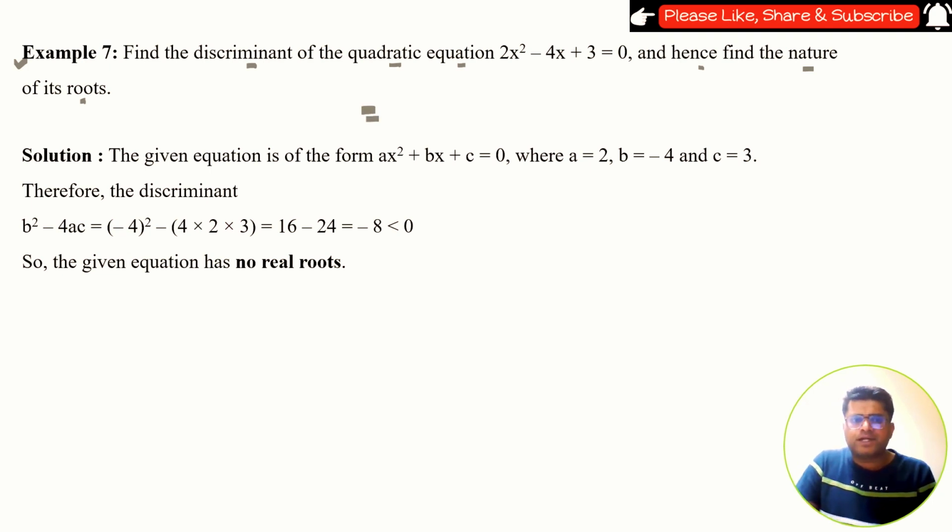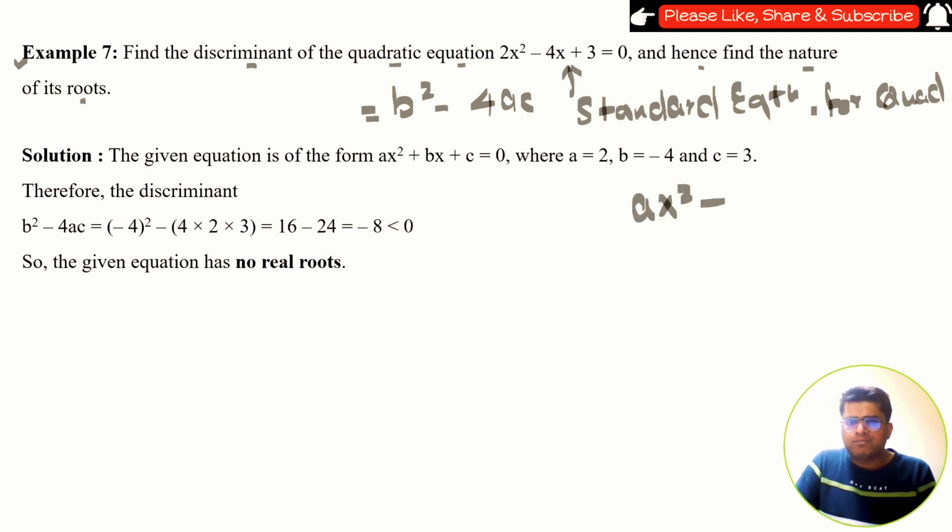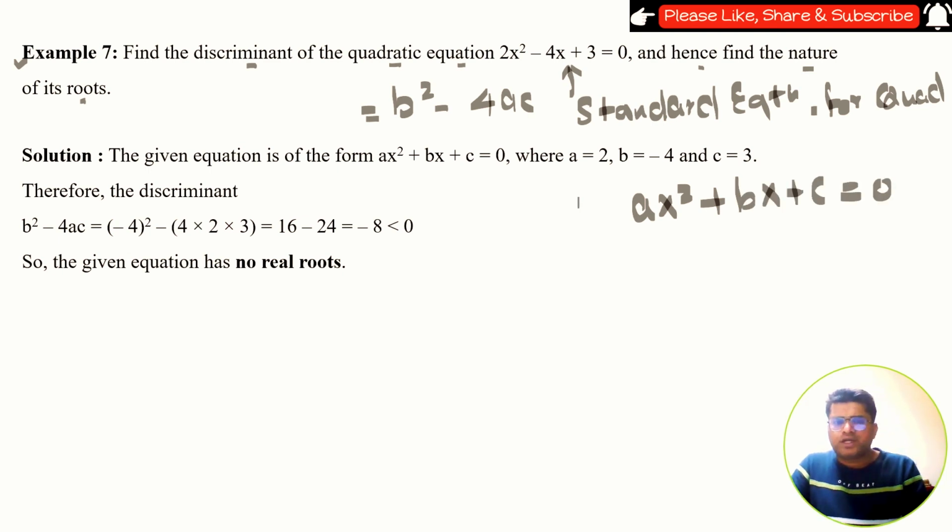You know the discriminant of a quadratic equation is equal to b square minus 4ac. This is your given equation, and you know about the standard equation. What is the standard equation for a quadratic equation? The standard equation is ax square plus bx plus c is equal to 0. This is your standard equation and this is your given equation.